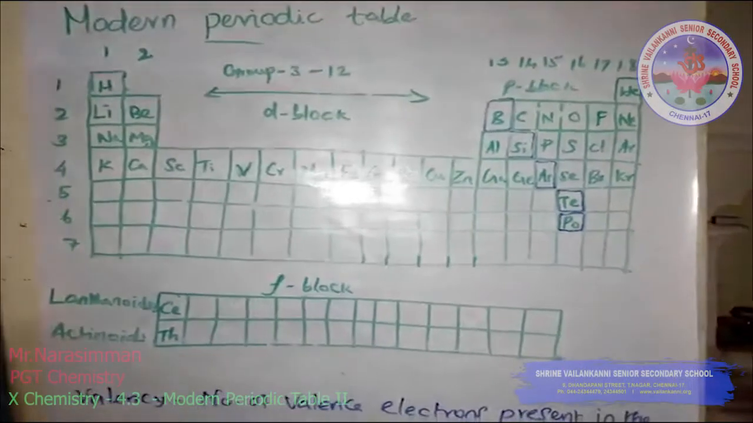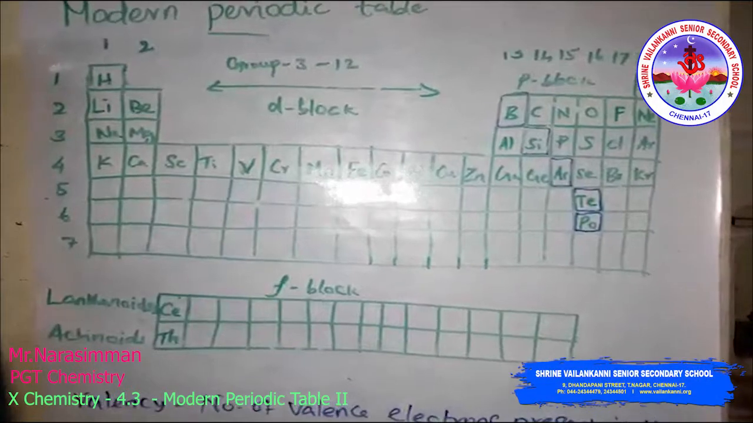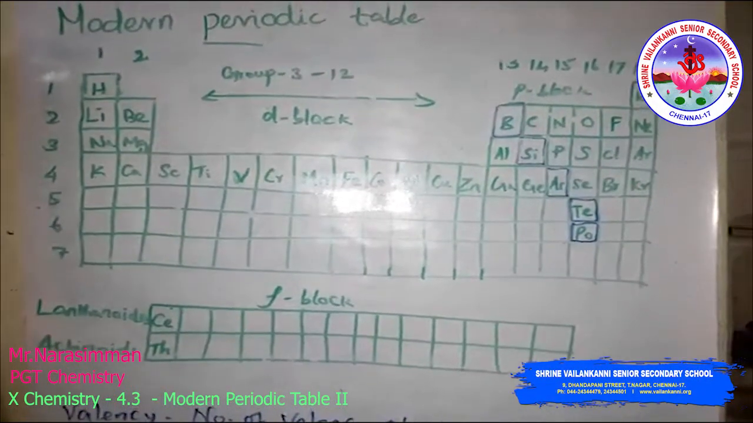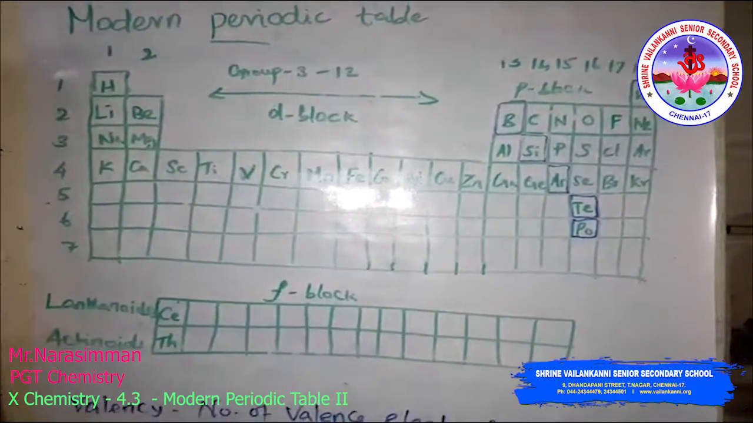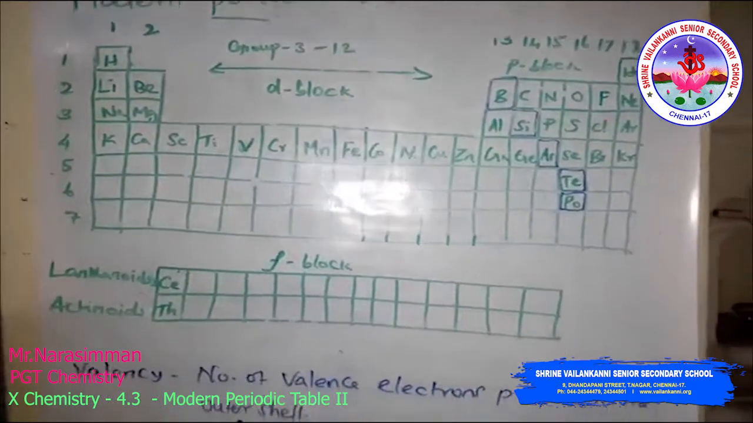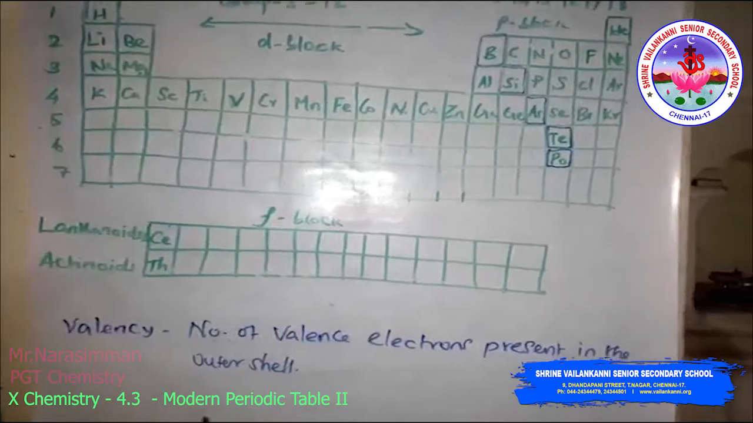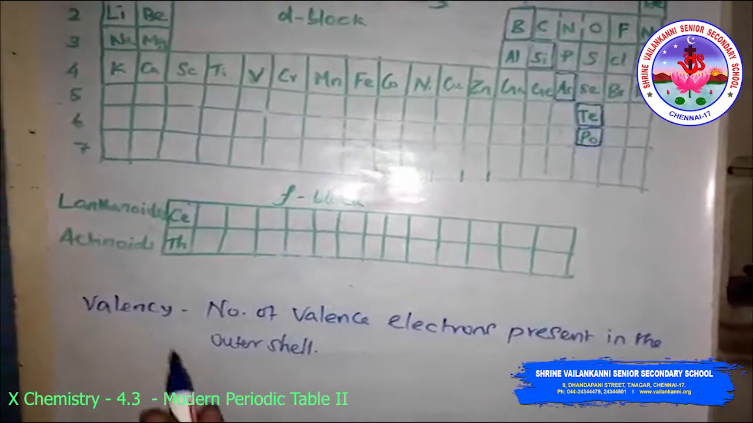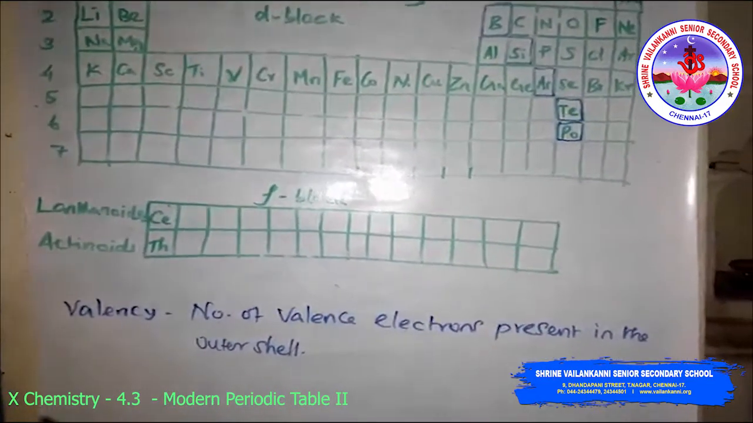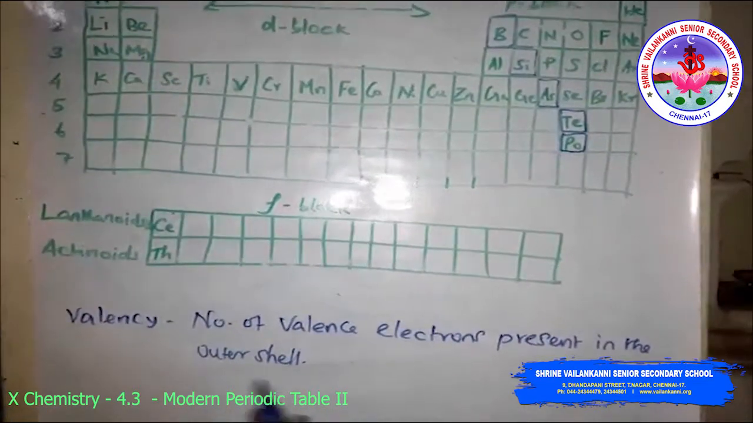Trends in the modern periodic table. Here mainly we want to discuss the valency and the atomic size. See, what does valency mean? It is the number of valence electrons present in the outer shell, so that is called valency. Then atomic size refers to the radius of an atom.